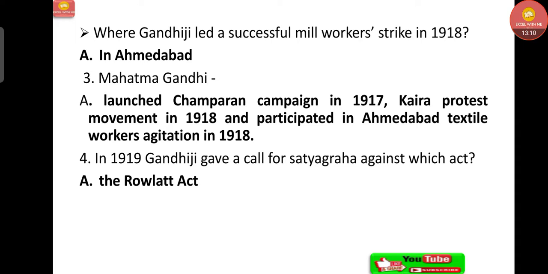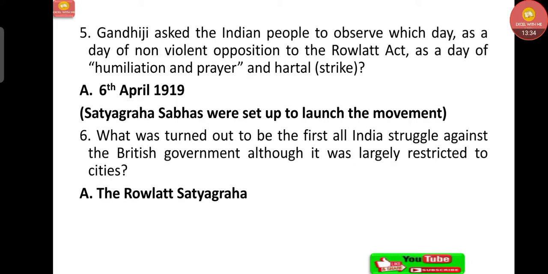He launched the Champaran campaign in 1917, then the Kheda protest movement in 1918, and participated in the Ahmedabad textile workers agitation in 1918. These are the three most important movements or agitations. In the year 1919, Gandhiji gave a call for satyagraha against which act? That was against the Rowlatt Act.